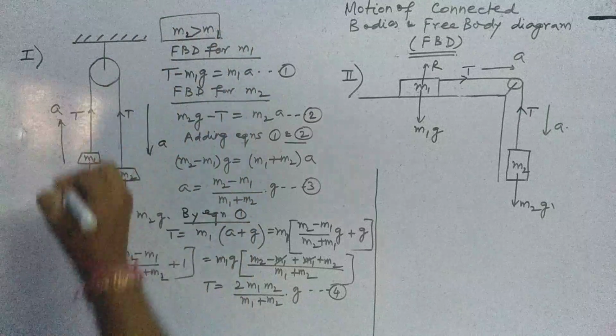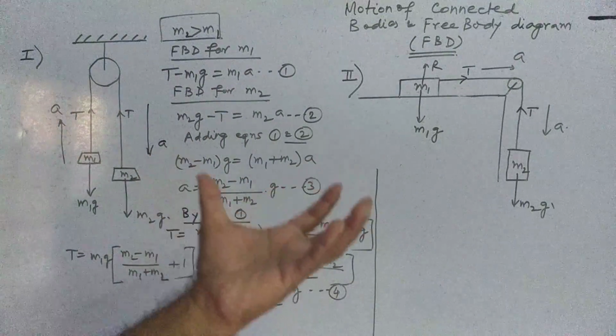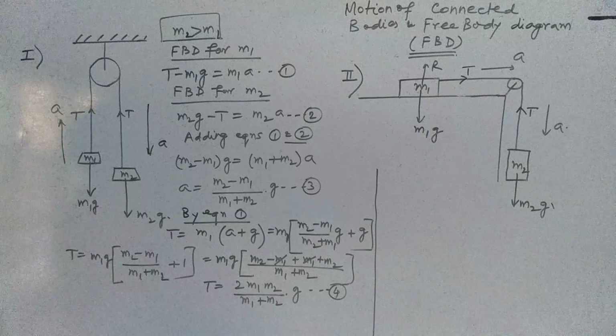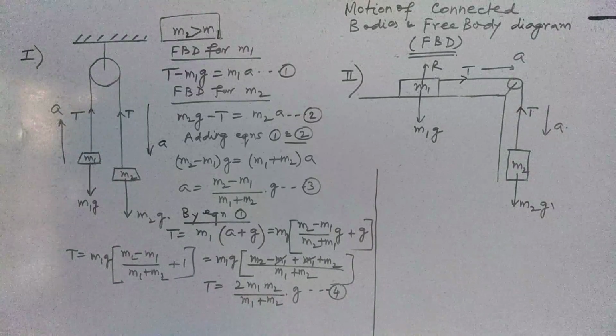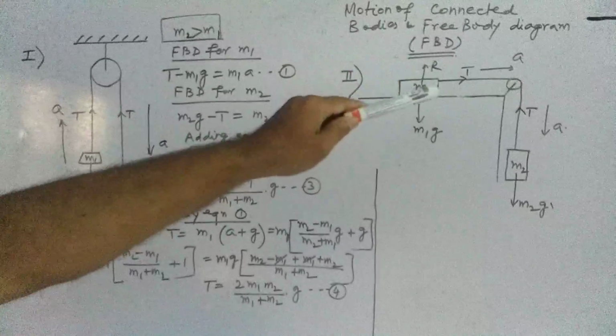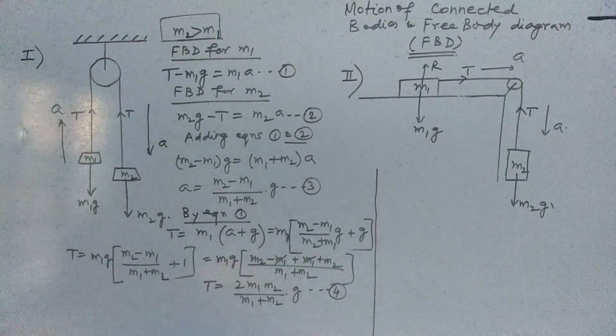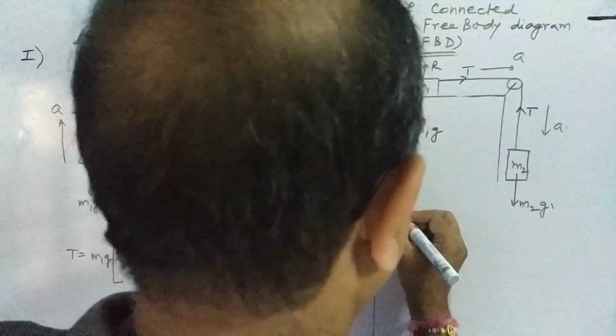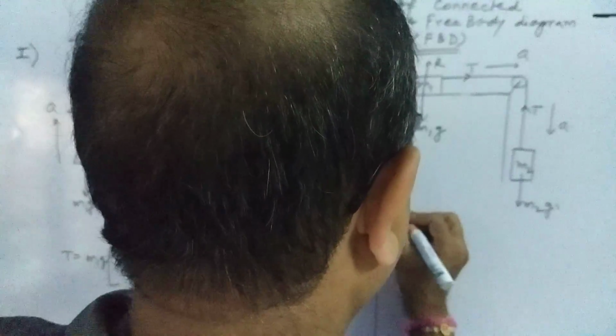Suppose M2 is greater than M1. That is, if M2 is sufficient to pull the mass M1, what will happen? The mass M1 goes to the right side, M2 goes downward. Then you apply FBD. Here FBD is quite easier, I hope.